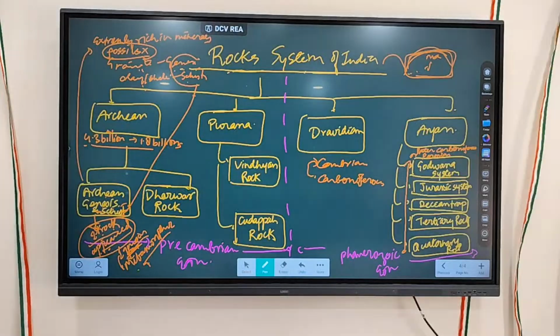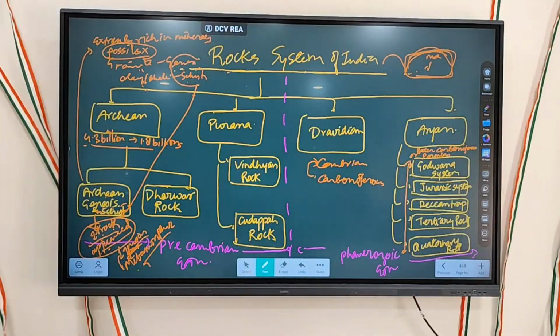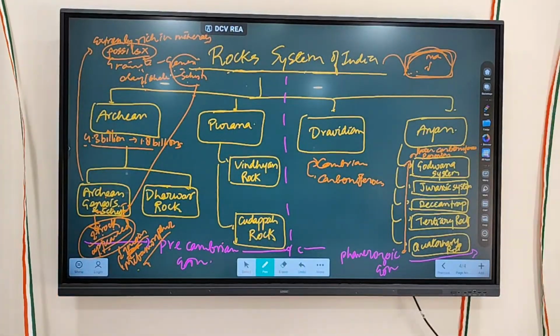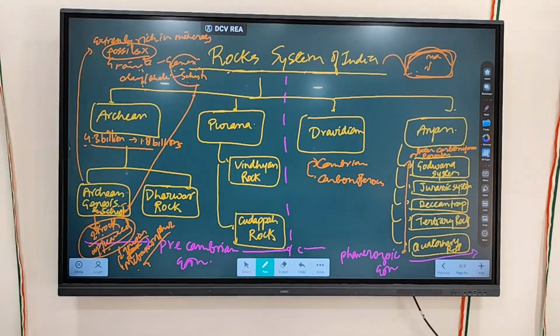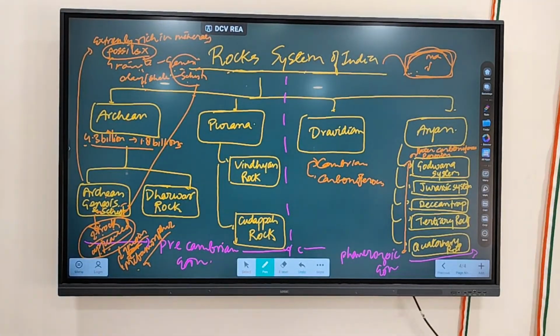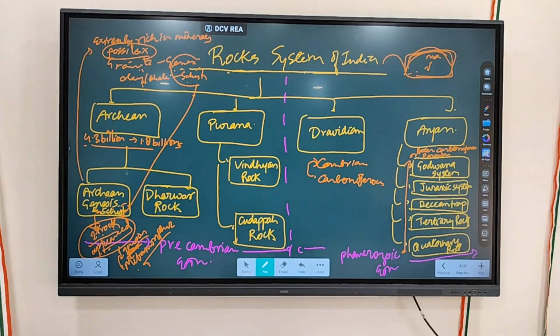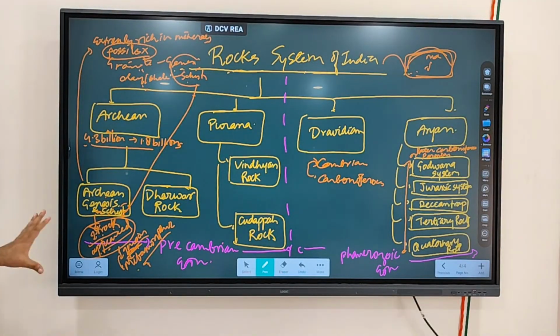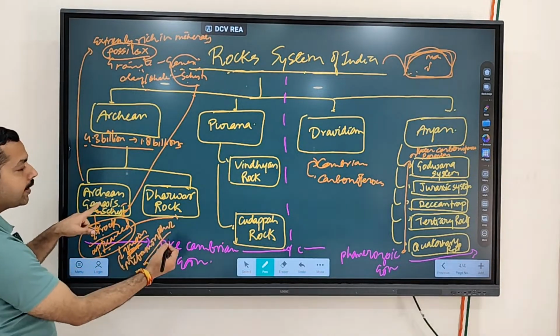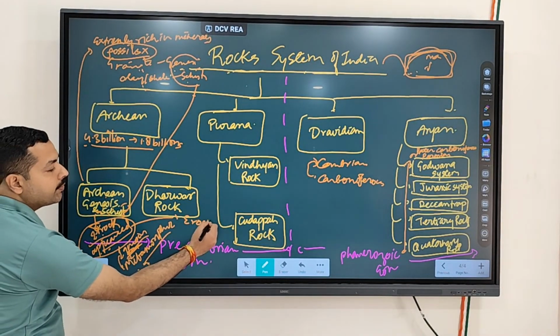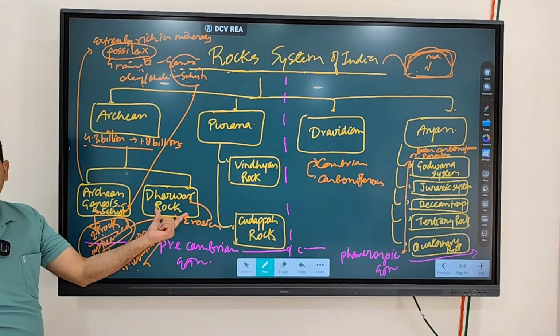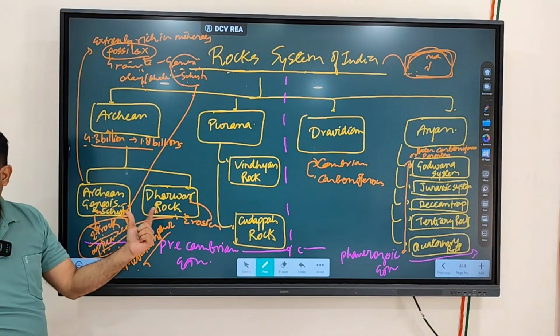Now when this rock is being eroded, when igneous rock, the first rock that is formed, is being eroded, what is going to be formed? Which type of rock is formed when igneous rock is eroded? Sedimentary rocks. So when erosion of Archean gneiss and schist is happening, which type of rocks are being formed? Dharwar rocks are being formed.